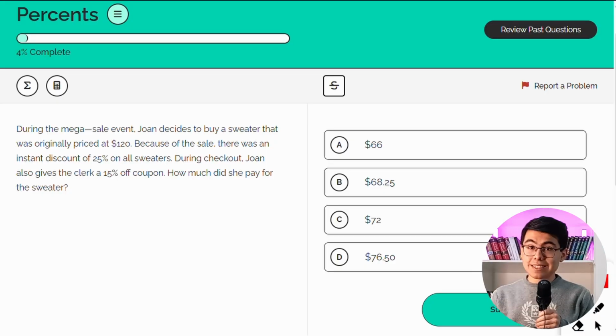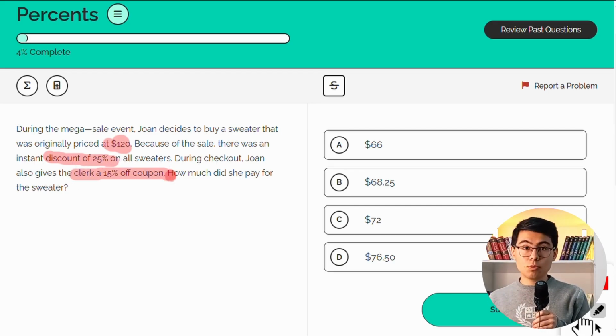Now let's move on to the fourth hack, and this one is related to percents. I know percents are a huge trap. Students add them when they have to multiply. For example, here's the question that we have. So the sweater itself is $120, and they're giving 25% off, then a 15% off coupon.